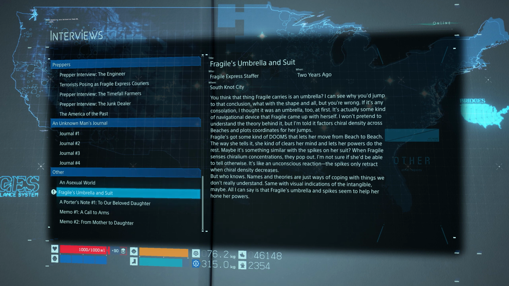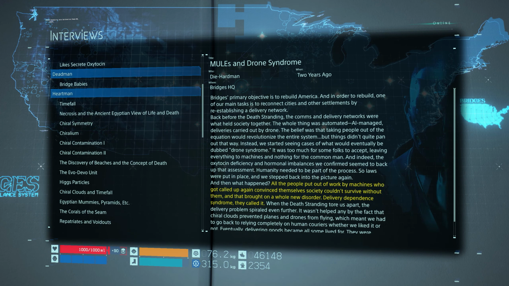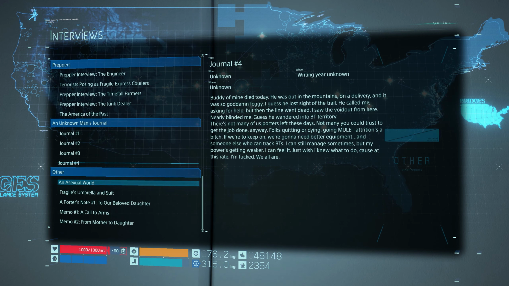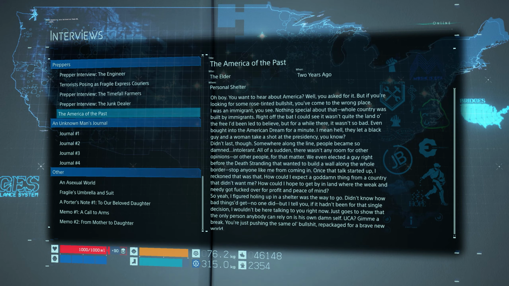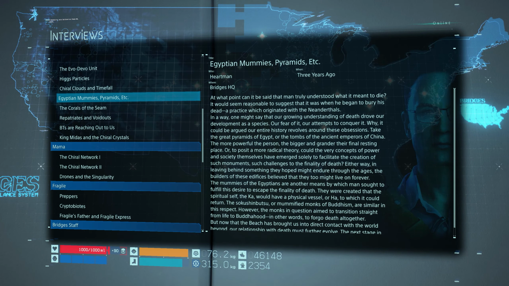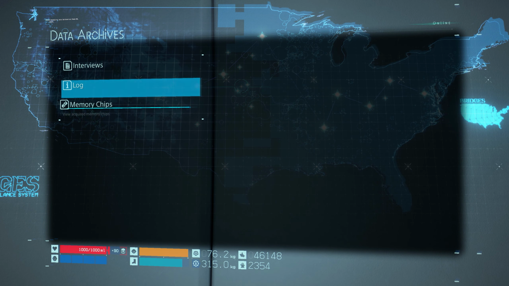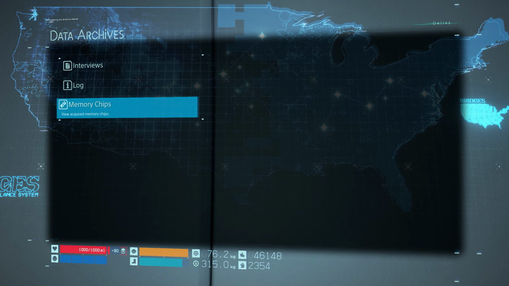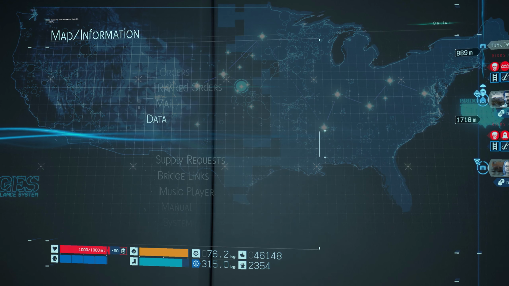Help her hone her powers, that's a fun one. Alright, that's everything. I've gone through it all. Alright, awesome. There's a lot of reading. But apart from the memory chips, and I'll probably get more interviews from that, I'm glad I'm going through all this. It is just a lot of text in this game.